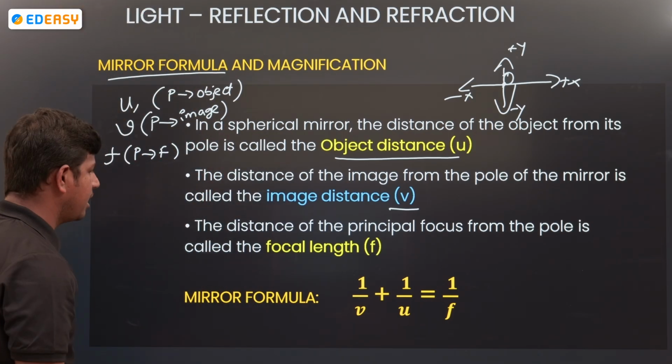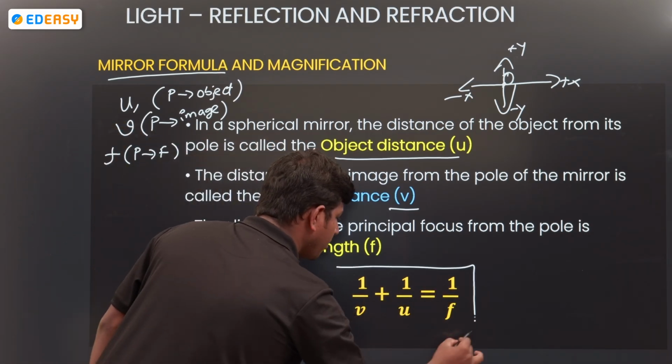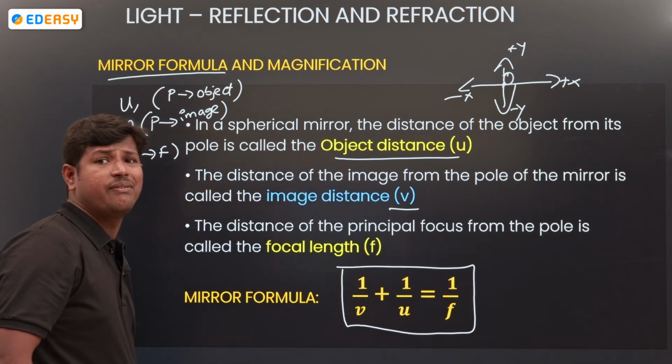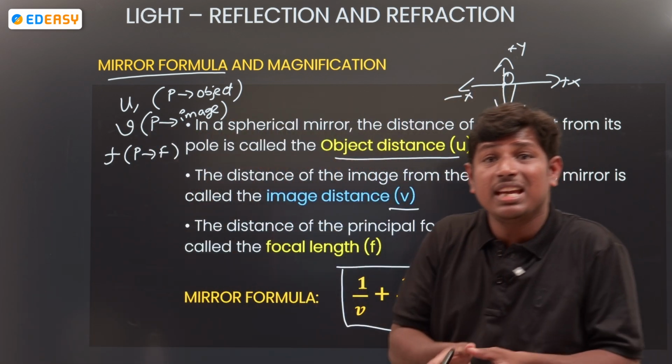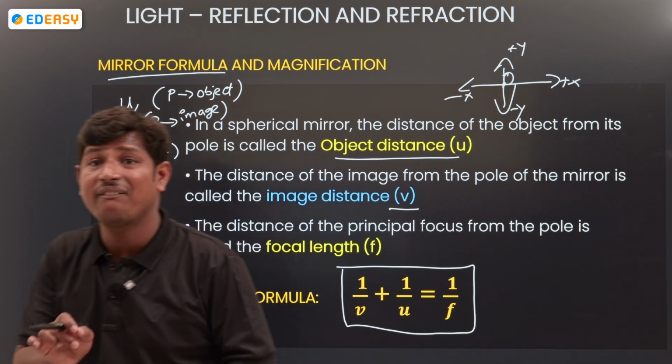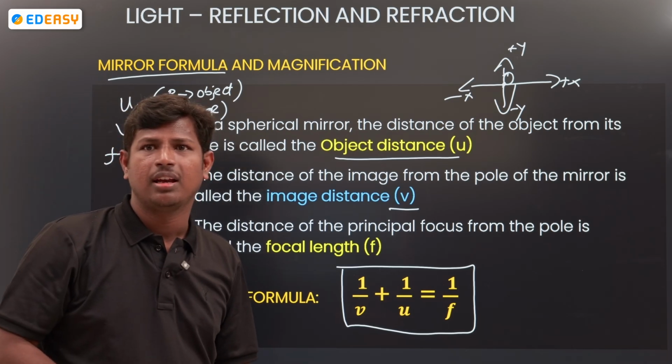Clear? Next, the formula of the mirror. 1 by f is equal to 1 by v plus 1 by u. What is u? Object distance. What is v? Image distance. What is f? Focal length, the distance from pole to F. Okay.